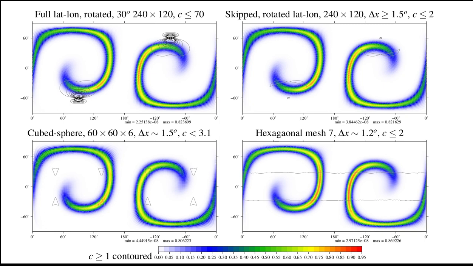These are the results on the skipped rotated latitude-longitude grid. So now the current number is much reduced. The current number always stays less than 2 for this test case. And on the cubed sphere grid, you can see here the current number is slightly larger at the corner of the cubed sphere, and over the course of the simulation the current number remains less than 3. And on the hexagonal mesh, the time step is chosen so the current number is less than 2.